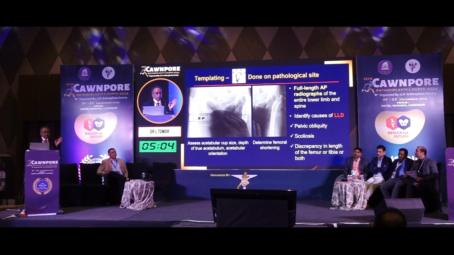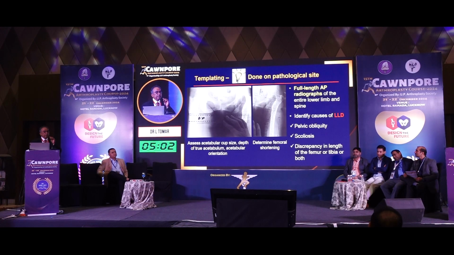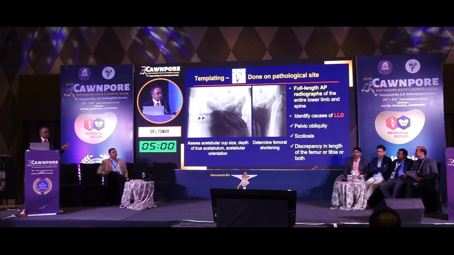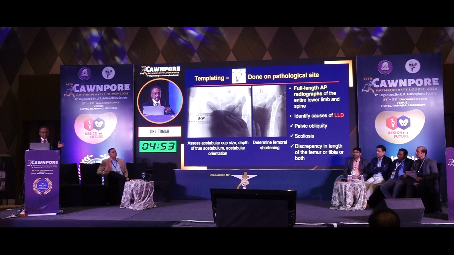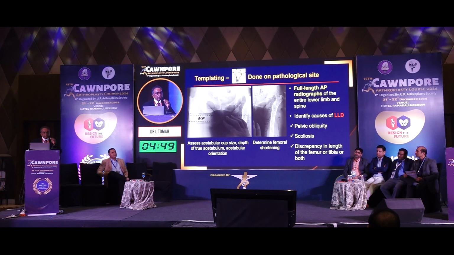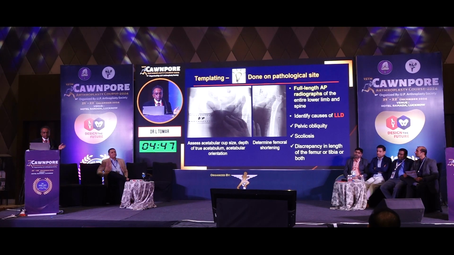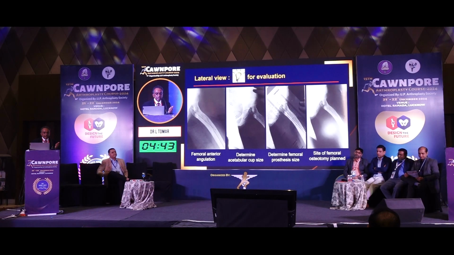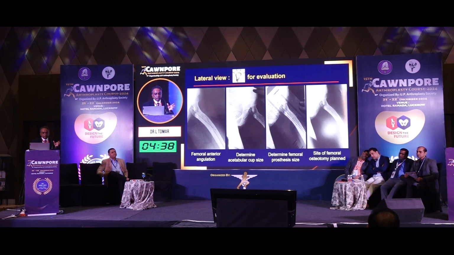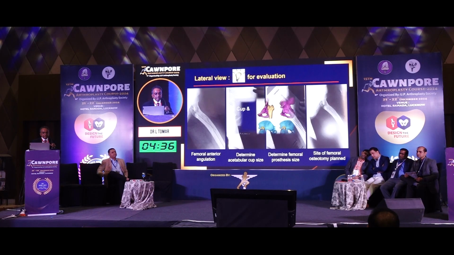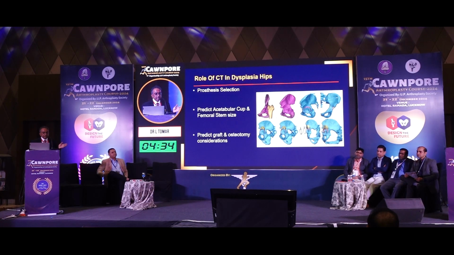Templating is very important in these cases, but templating is done on the pathological side only and not on the normal side, because we are not trying to recreate the normal anatomy, so the templating is different here. Full length AP radiographs and scanograms are taken to identify limb length discrepancy, pelvic obliquity, scoliosis, and implant size. In the same way, we look for the size of the implant and the osteotomy site to be planned.